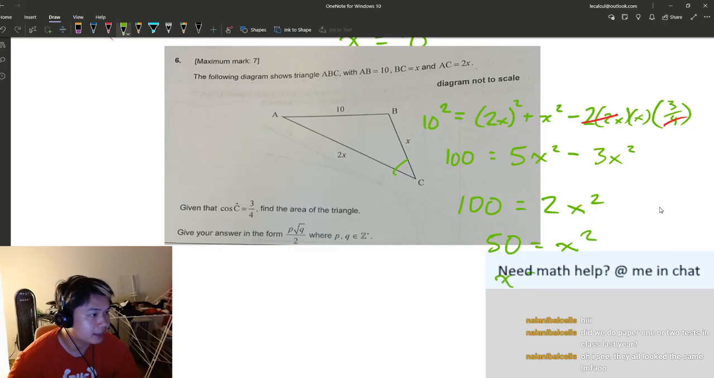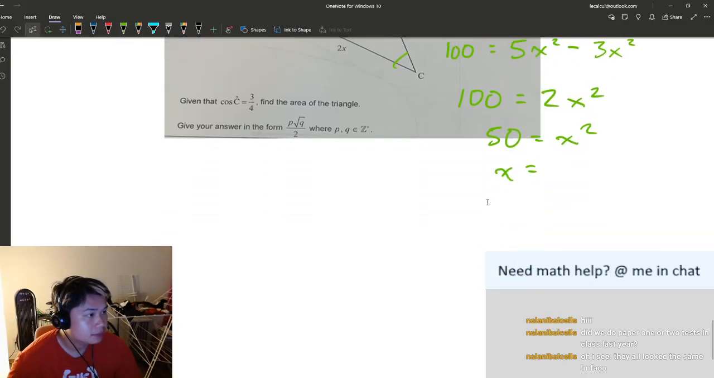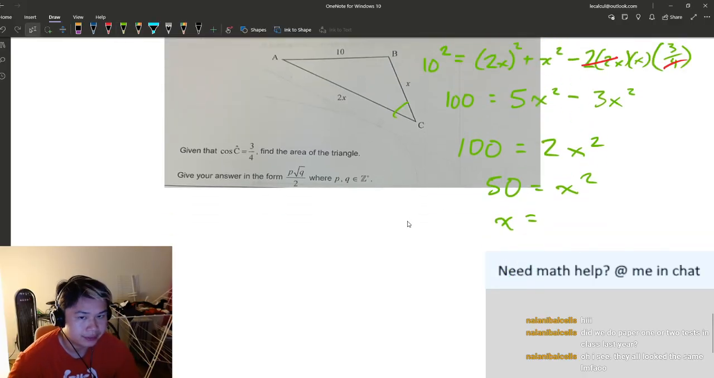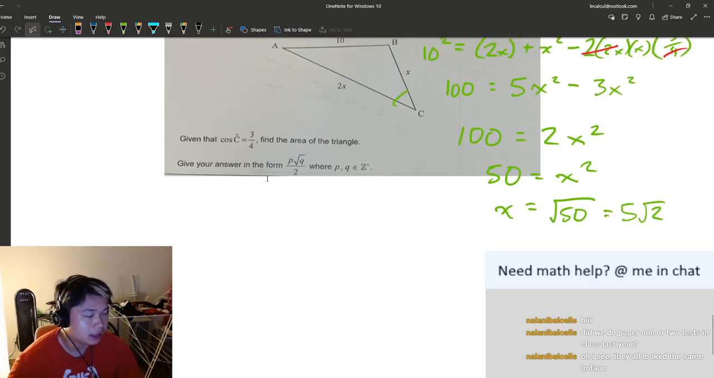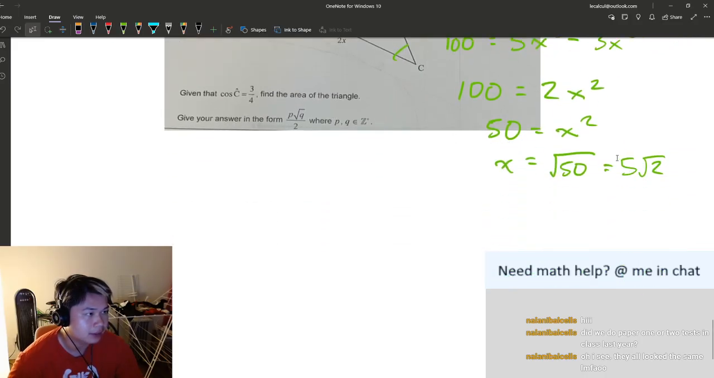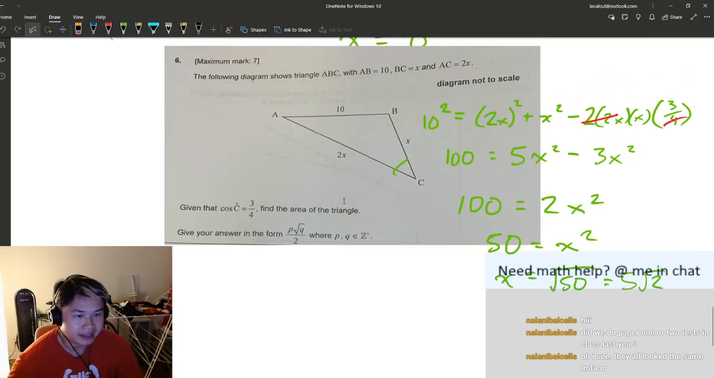So that means that x is root 50. And then they want a simplified radical, so I guess I'll simplify this. So this is 5 root 2, because 50 is 25 times 2, and then we square root the 25, and that gives you 5. And you can't square root the 2, so it stays as a root 2. Okay, we have x. Excellent.